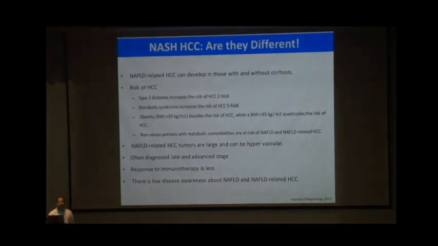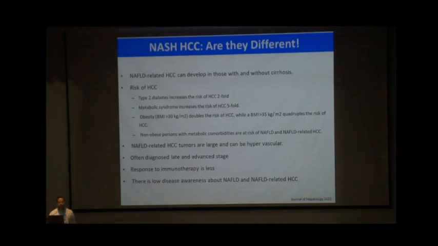why we think to discuss NASH here as a separate entity as far as etiology of liver disease is concerned. This develops with or without cirrhosis. Type 2 diabetes increases the risk by 2-fold. Presence of metabolic syndrome increases it by 5-fold. If you see obesity, more than 35 BMI, it increases 4 times the risk of developing HCC in a NASH or cirrhotic person. And NAFLD-related tumors are mostly large, and they tend to be hypervascular.